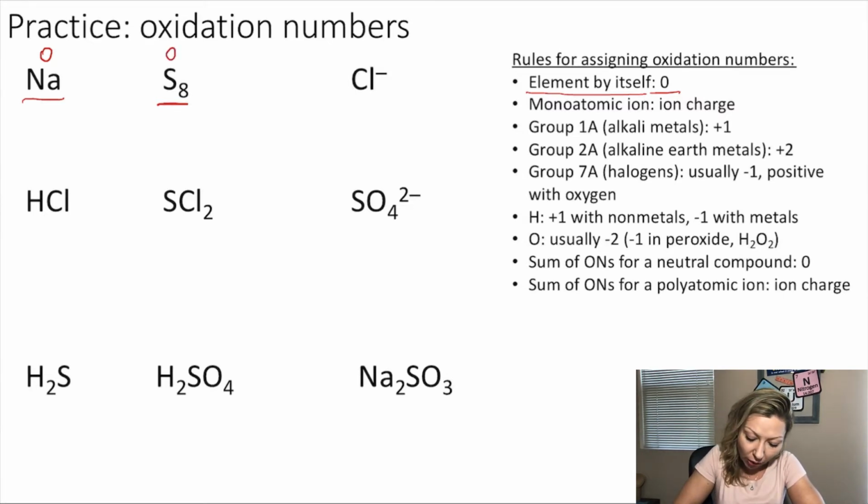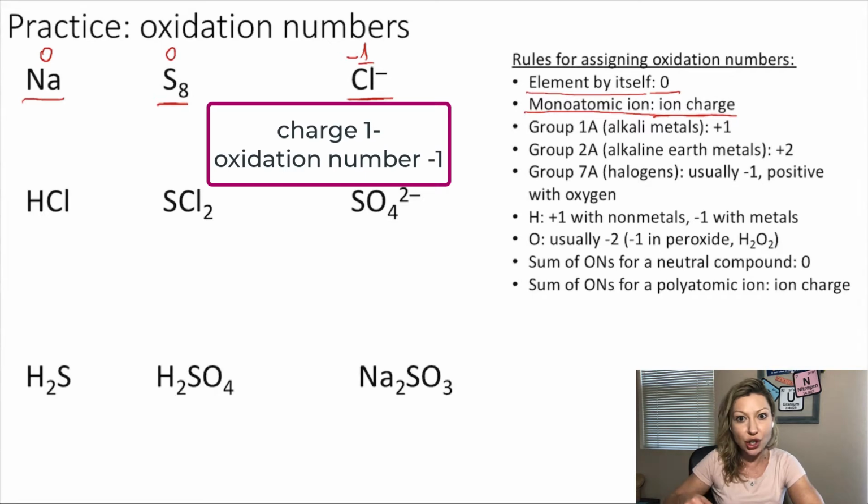Okay, how about chloride ions? Cl minus. What is this? Do we have a rule for it? We do, right? This is a monoatomic ion, so the oxidation number will be the same as the ion charge. We know that the ion charge is -1, so the oxidation number is going to be -1 also. Now remember that when we are giving charges, we give the number first and then the sign, plus or minus. In oxidation numbers, first you give the sign, plus or minus, and then the number. I hope this makes sense.